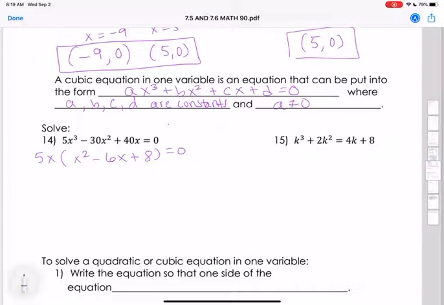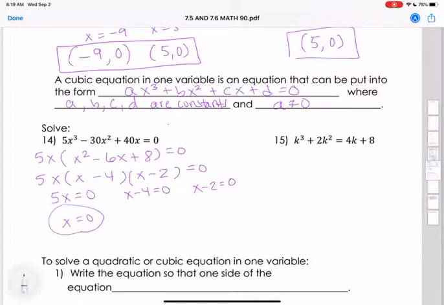All right, so I'll bring down my 5x. What's in parentheses here has a leading coefficient of 1, so I can jump to my shortcut. And I get a negative 4, a negative 2. So setting each of these equal to 0 would be 5x equals 0, x minus 4 equals 0, and x minus 2 equals 0. 5x equals 0 means that x is equal to 0. X minus 4 equals 0. Solving that, we get x equals 4. And x minus 2 equals 0 is x equals 2.